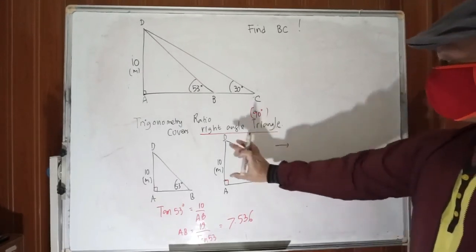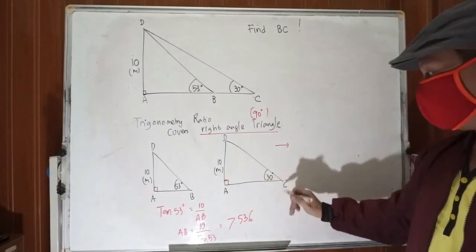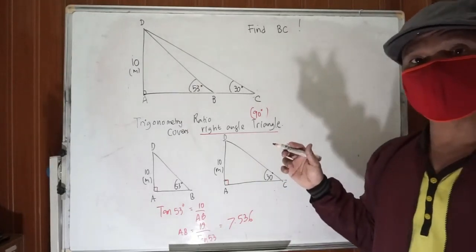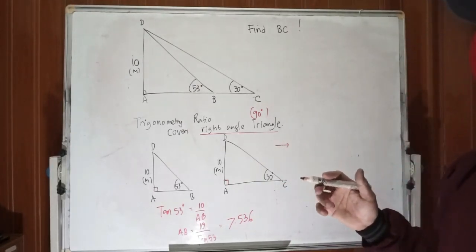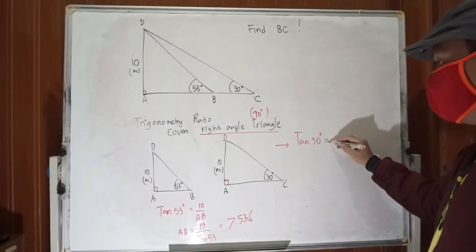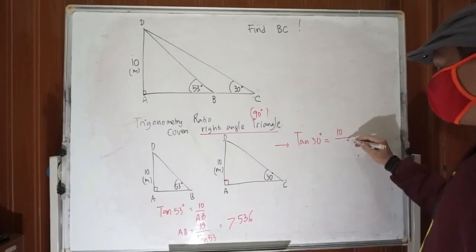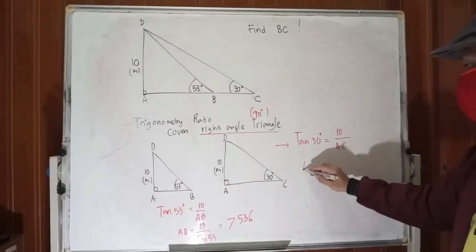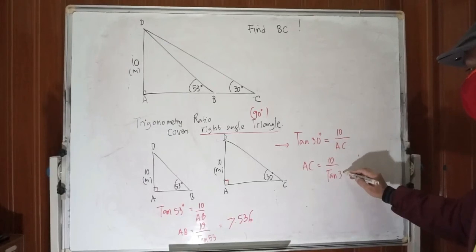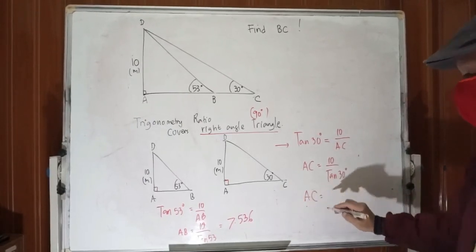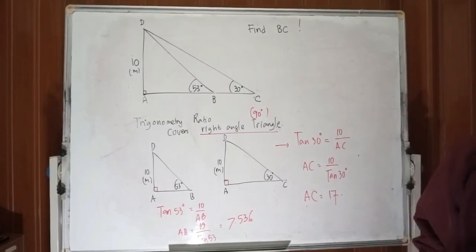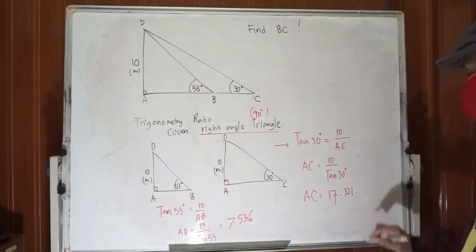Now go to the bigger right angle triangle. 10 is opposite to 30 degrees and AC is adjacent to 30 degrees. So the connection of the trigonometric ratio is tangent, correct? So tangent 30 degrees equals 10 over AC, right? So AC equals 10 over tangent 30 degrees. By using the calculator, AC is 17.321. Okay?